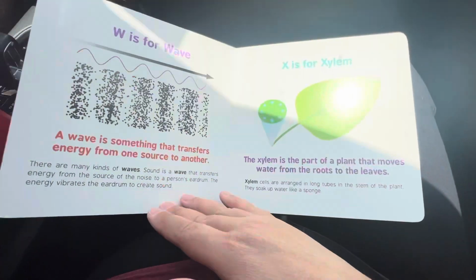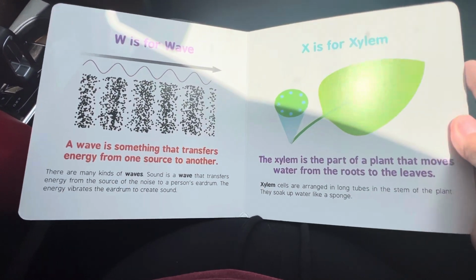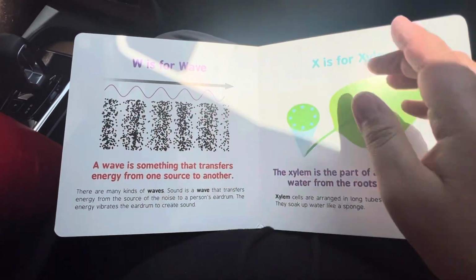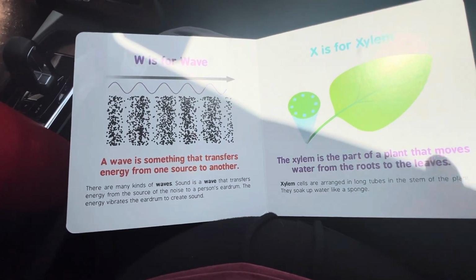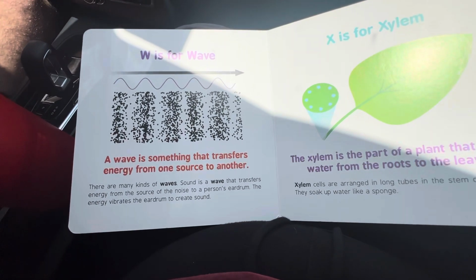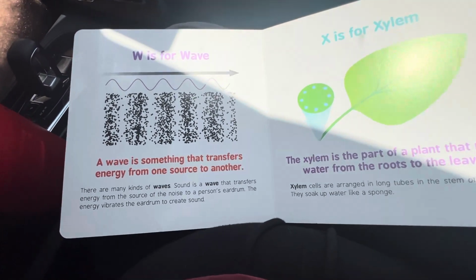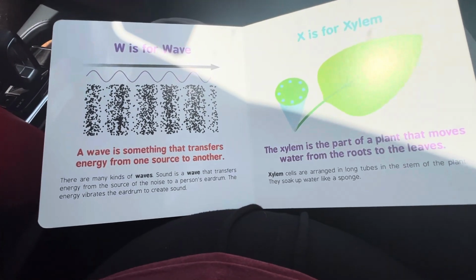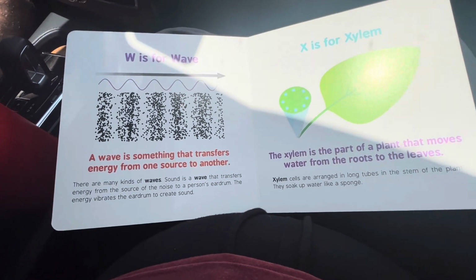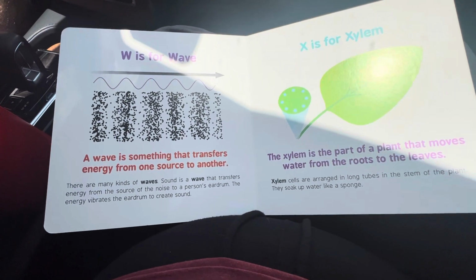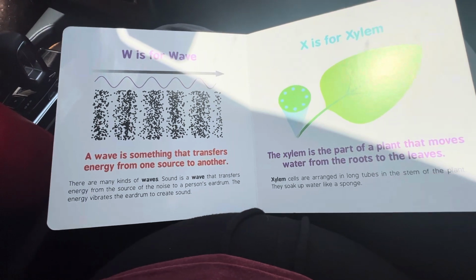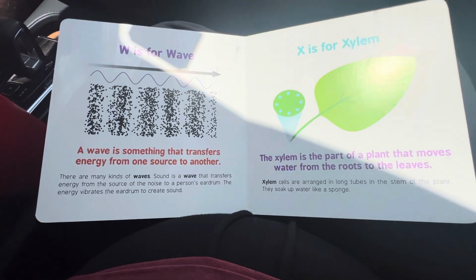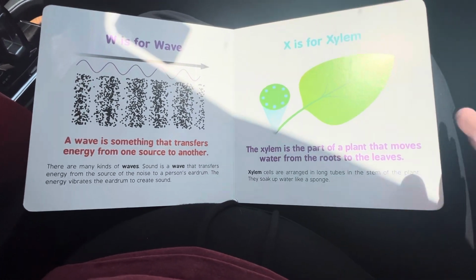It's preparation. W is for wave. A wave is something that transfers energy from one source to another. So here's a wave, and we see waves in all kinds of stuff. There are many kinds of waves. Sound is a wave that transfers energy from the source of the noise to a person's eardrum. The energy vibrates the eardrum and creates sound. But we also see waves in water, and waves in air can be pressure waves or sound waves or all kinds of things. Light travels in waves. So it's pretty cool. You see lots of different things. So if you understand waves, you understand a whole lot of physics.